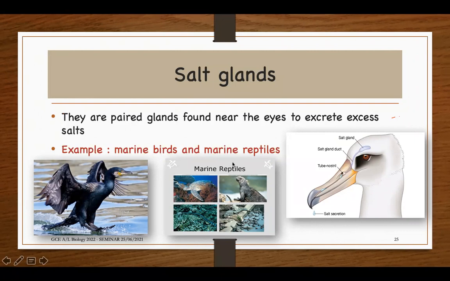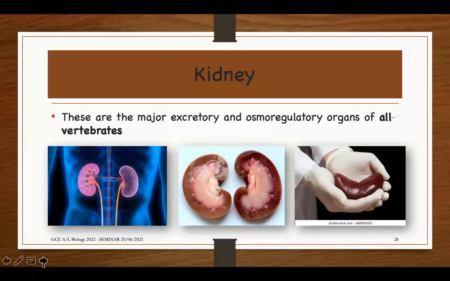But one thing I want you to remember, birds are vertebrates, and all vertebrates, the kidney is the main excretory organ. So especially for marine birds and marine reptiles, they have salt glands. But if they ask you the main excretory structure of marine birds, don't write salt glands. It has to be the kidney, right? They have, additionally, salt glands to excrete the excess salts. Okay. So then we have the kidney, the major excretory and osmoregulatory organs of all vertebrates.